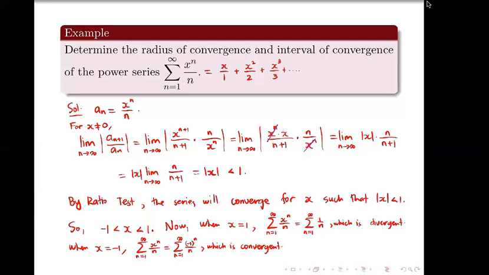So what does this mean? We are sure that the series will converge on this. We tested the endpoints. Now we are sure that at x equals 1, the series will diverge. But at x equals -1, the series will converge.